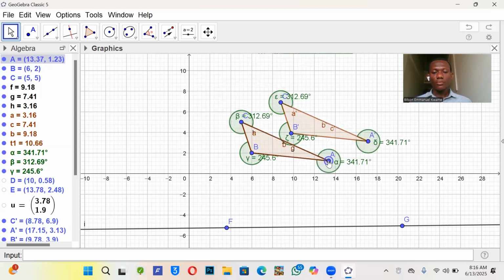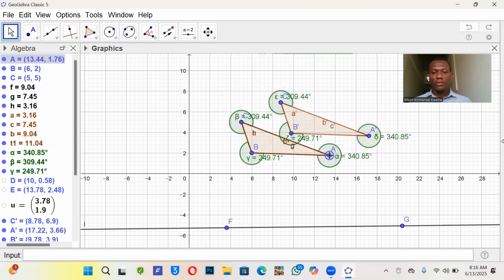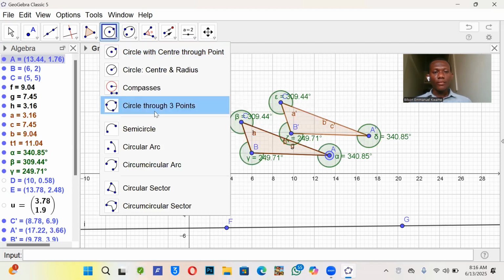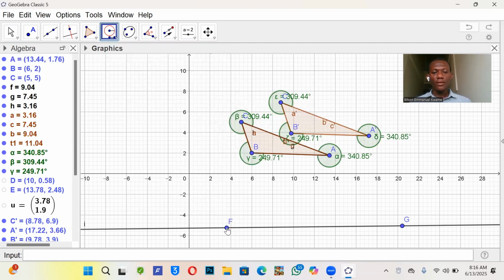I want it to be in a position. Okay, this is okay. I'm going to clone the original triangle, this triangle, right? This is the original triangle. So after drawing the line, I'll use the compass tool here.